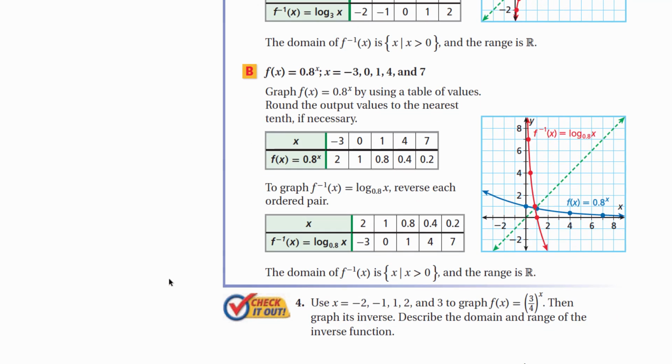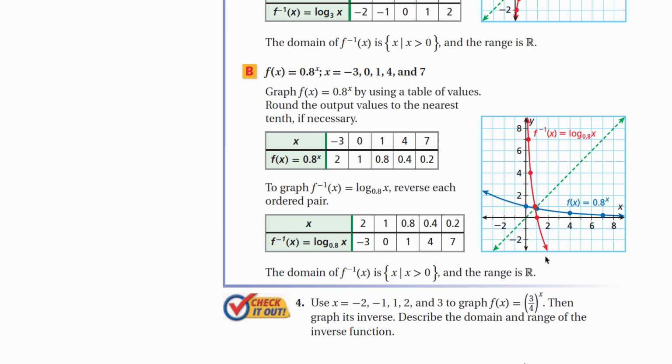Part B, we've got f of x equals 0.8 to the x power, and the powers that we're going to look at are -3, 0, 1, 4, and 7. First we graph our ordered pairs using the table, which is this curve right here. And then we swap the y and the x values, and so that's this curve right here.